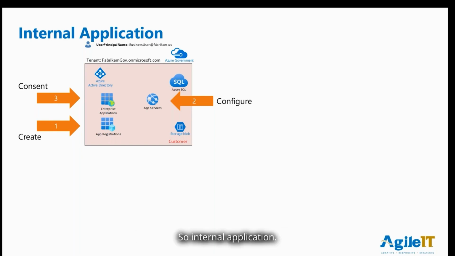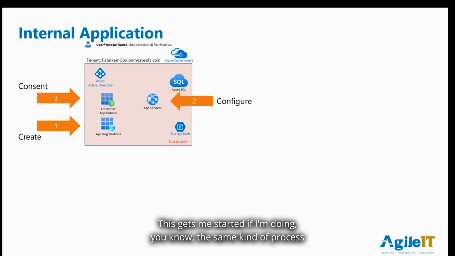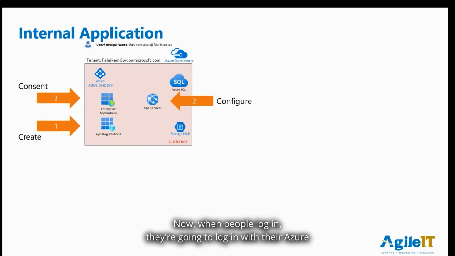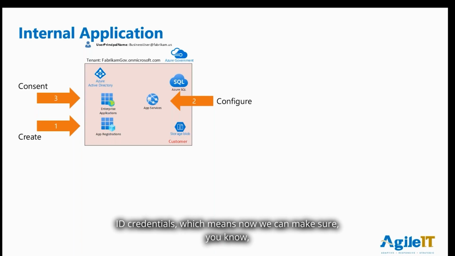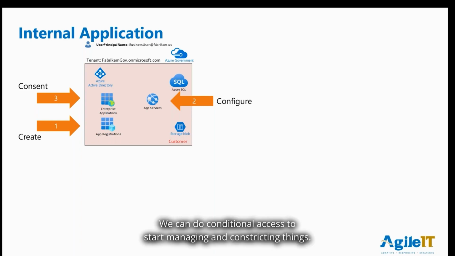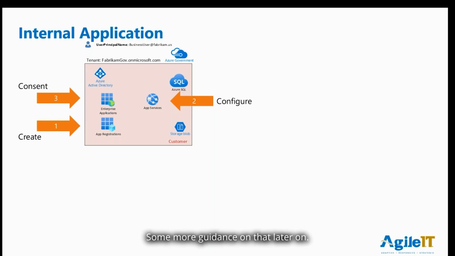So for an internal application, this gets me started. The same kind of process applies in commercial, global, or in GCC High. And so this gets you started. Now your application is there. Now when people log in, they're going to log in with their Azure AD credentials, which means now we can make sure we're tracking it with Log Analytics. We can do conditional access to start managing and constricting things, with some more guidance on that later on.